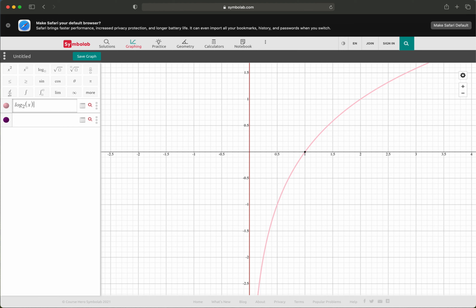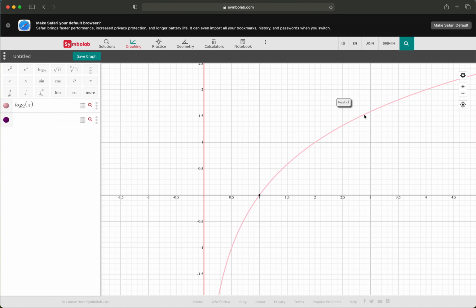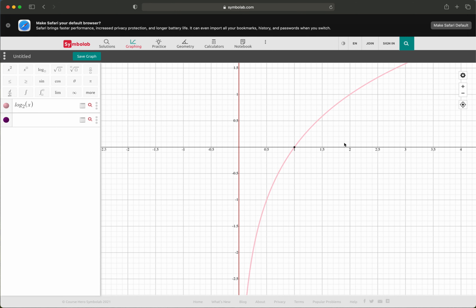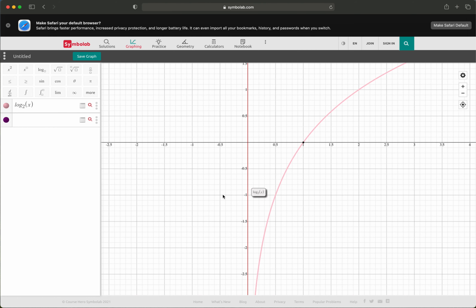All right, so notice the natural log does go to infinity, but very, very slowly. But it still does go to infinity. On the right, minus infinity as you get near 0. All right, next up, trig functions.